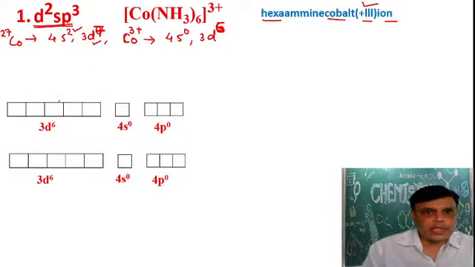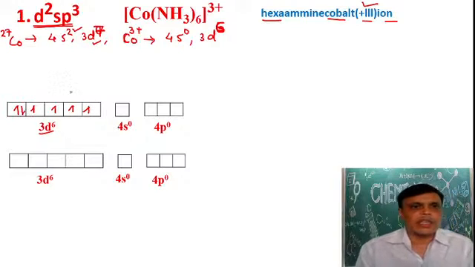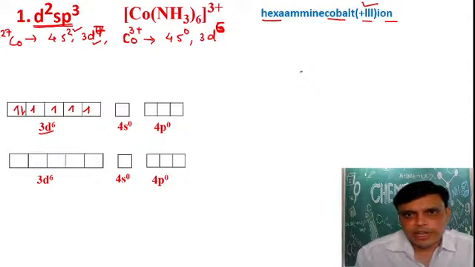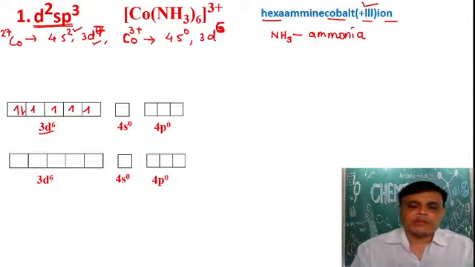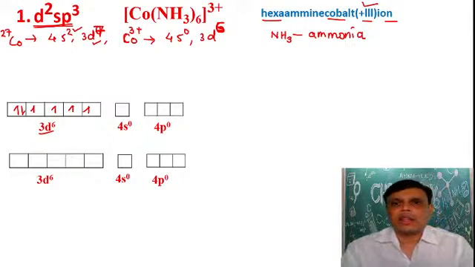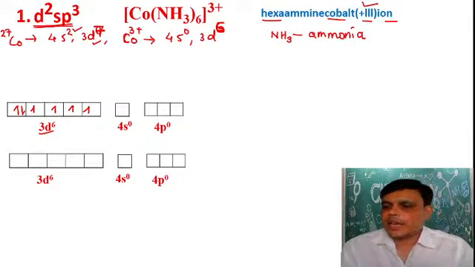देन नाउ फिल द इलेक्ट्रॉन्स इन दिस बॉक्स डायग्राम. 3d6 इज देयर, करेक्ट. यहाँ पे मैंने लिखा था 1 2 3 4 5 and 6. ठीक है. Now here ligand is ammonia ligand. कौन सा लिगेंड है यहाँ पे? NH3 अमोनिया लिगेंड है. और ये अमोनिया लिगेंड कौन से टाइप के लिगेंड है? स्ट्रॉन्ग या वीक लिगेंड? See it. NH3 is strong ligand, weak ligand और average ligand.